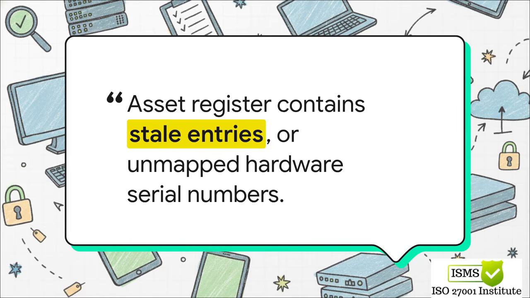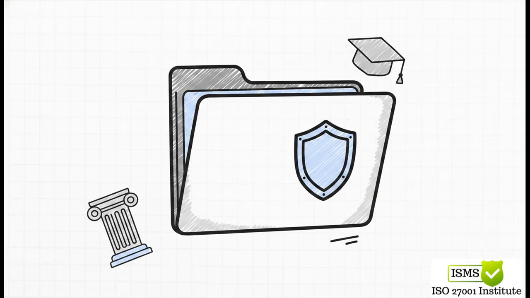To understand exactly what auditors are hunting for, we just have to look at the specific implementation failures they flag. Actually, let's be specific. If they find that an asset register contains stale entries, terminated employee assignments, or unmapped hardware serial numbers, it proves to them that your internal controls have completely broken down. It essentially shows that your asset management procedure looks great on paper, but fails completely in reality. But there is a way to bulletproof your environment. Let's pivot to the solution that expert auditors actually recommend.